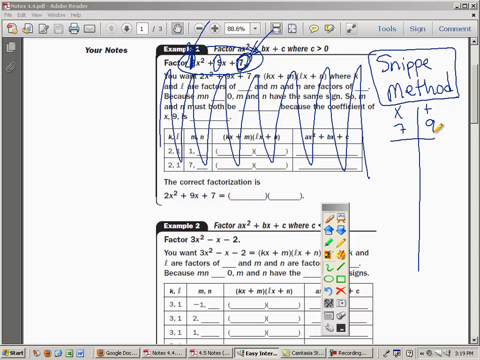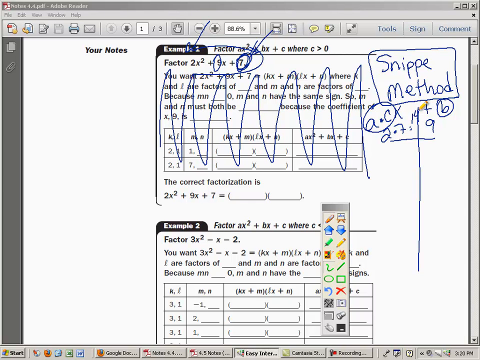Well, because of this leading coefficient now, which is a 2, what we do in the snip method is we say, look, I need to find two numbers that multiply to make whatever a times c is. So we're going to multiply to make a times c, and we're going to add to make whatever b is. So this product has to be 2 times 7. So we need two numbers that are going to multiply to make 14 that add to make 9.